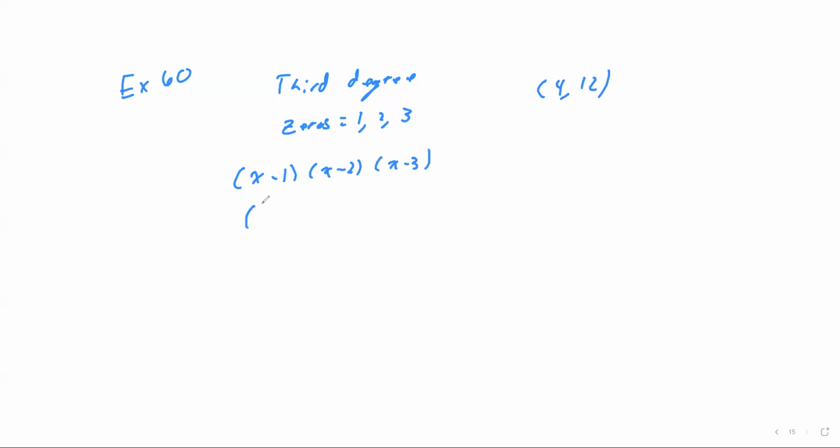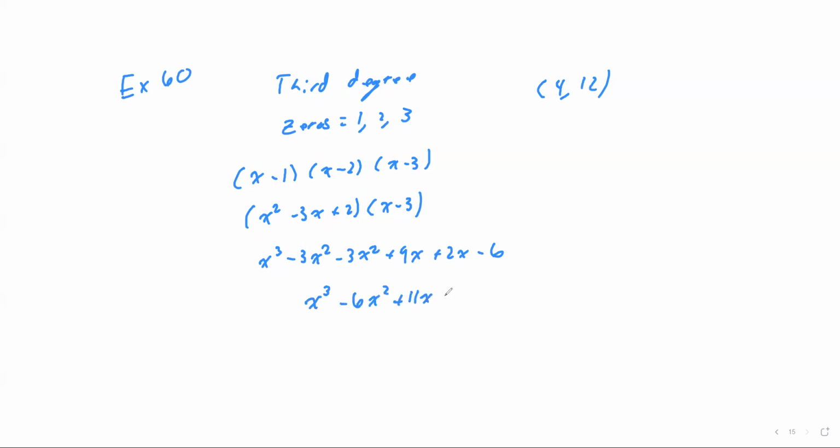Again, just to speed through this process, this would be (x² − 3x + 2)(x − 3). And then this would be x³ − 3x² − 3x² + 9x + 2x − 6. All I did was do the whole distributing without all the lines. And then this gives me x³ − 6x² + 11x − 6. But then we have this point right here, and we have to ask ourselves, if I plug in a 4, will I get a 12?